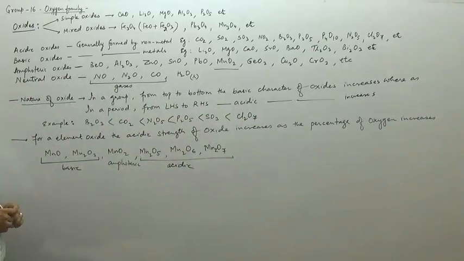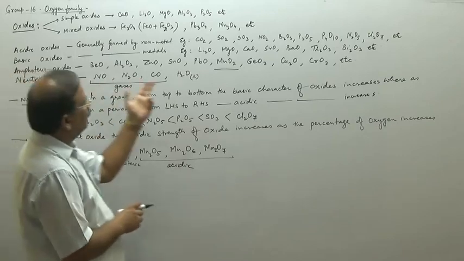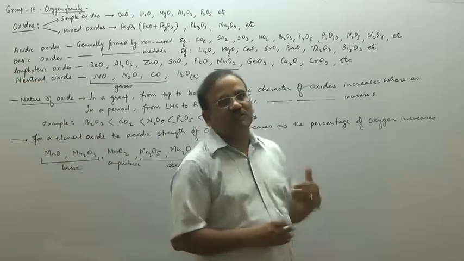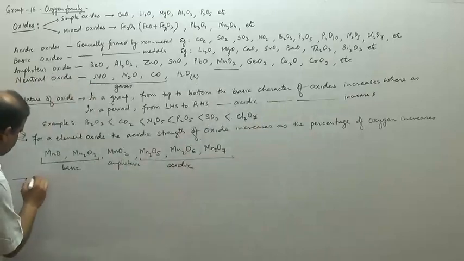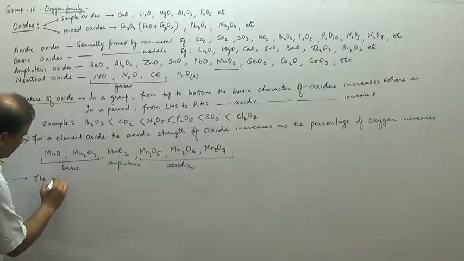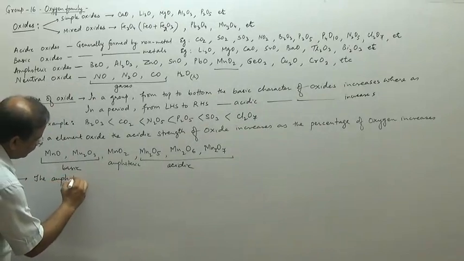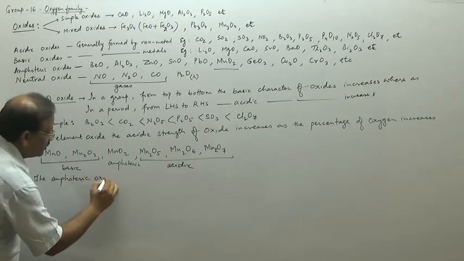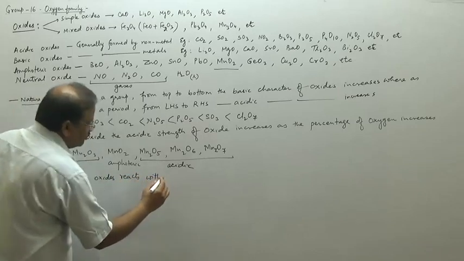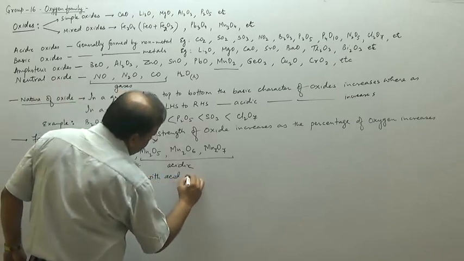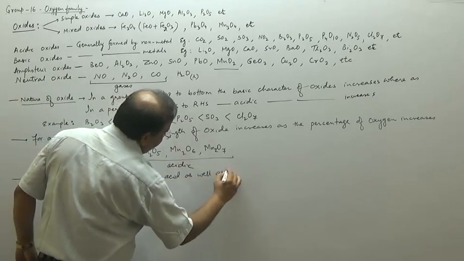So that is about the oxides. Now the oxide which shows acidic as well as basic nature is the amphoteric oxide. Amphoteric oxides react with acid as well as base.